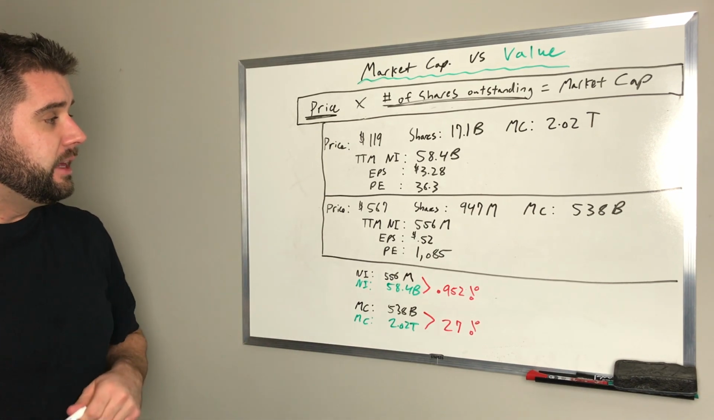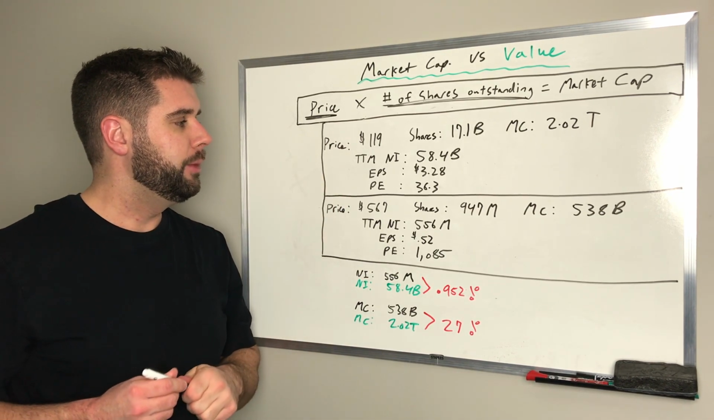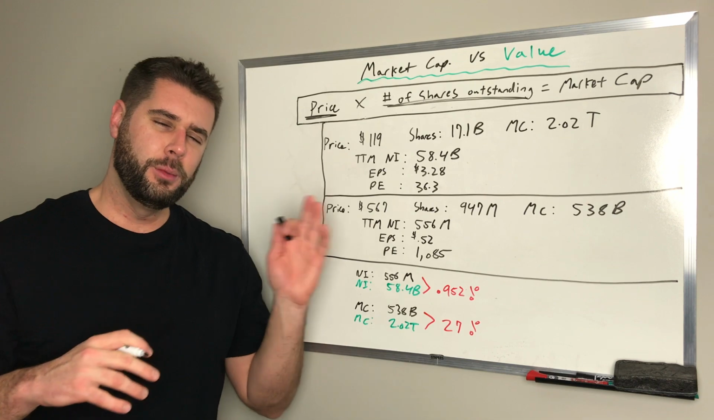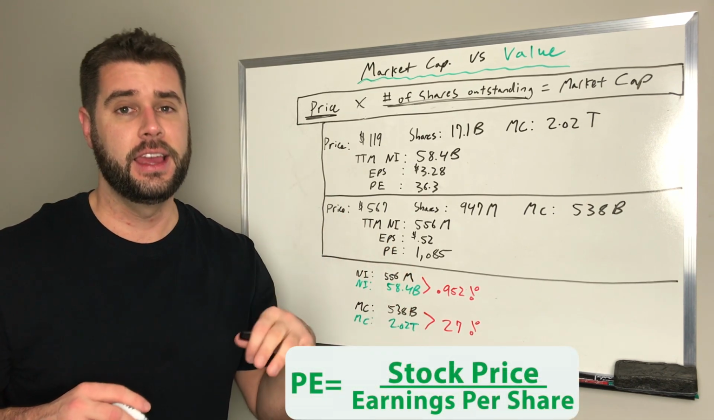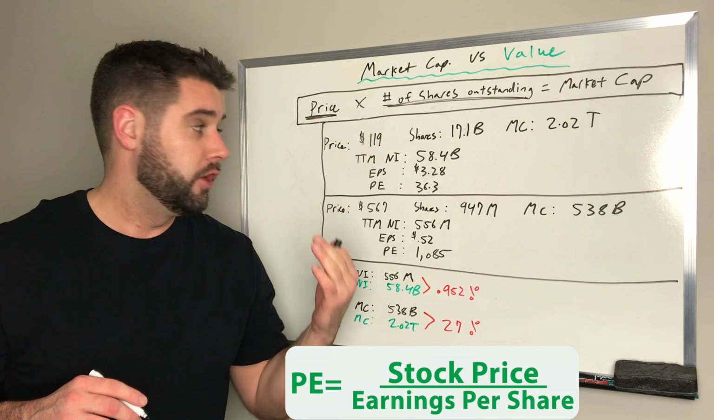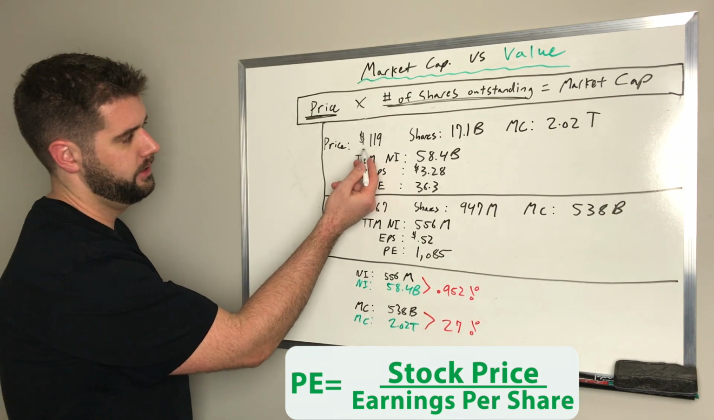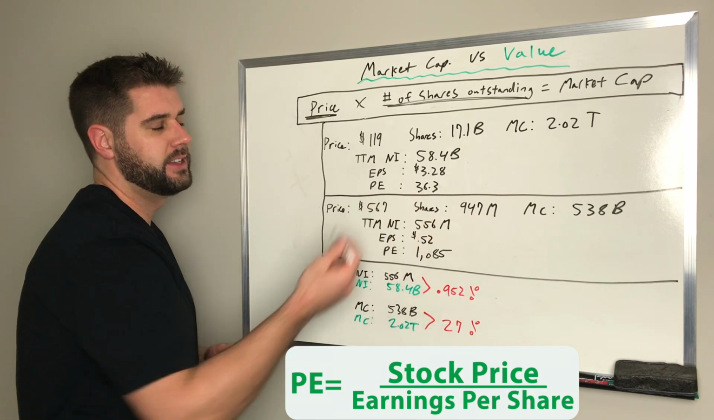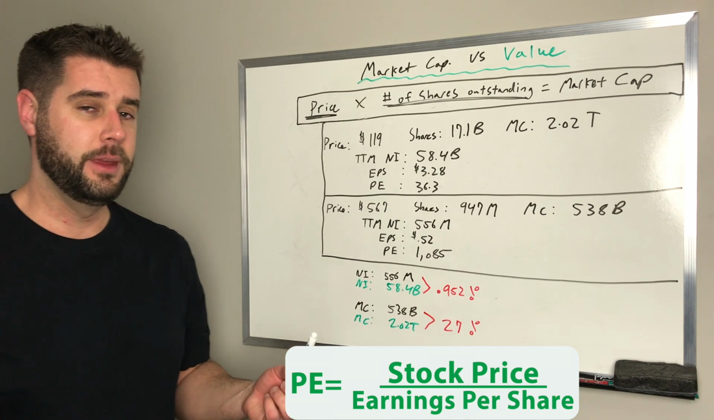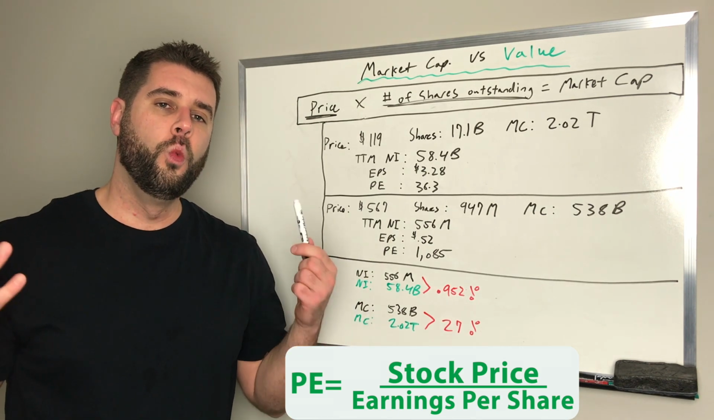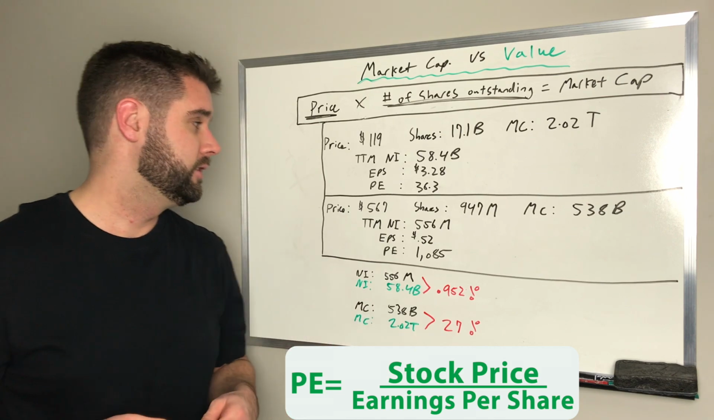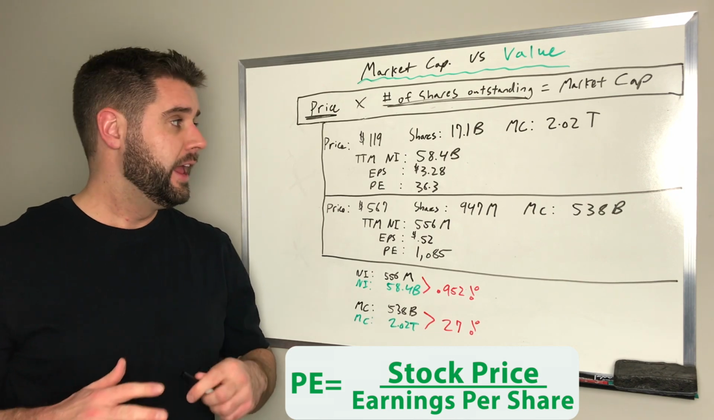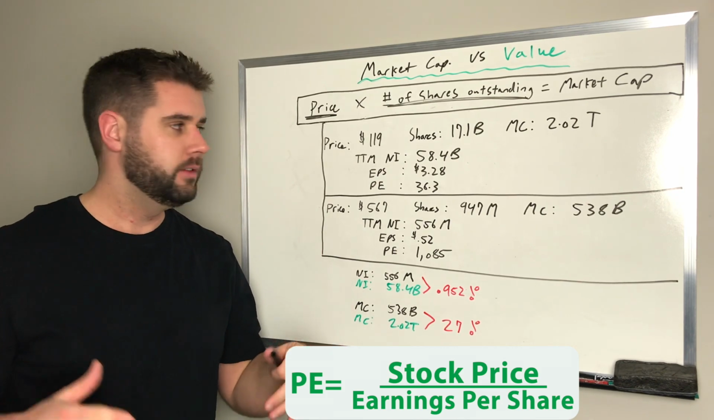You've heard me talk about the PE before. This isn't directly related to what we're talking about, but it gives you a good idea of how values are different on these two companies. Now, I'm going to put this on the screen right now. PE is the stock price divided by the earnings per share. So, stock price in this case being 119 divided by the earnings per share would give you roughly 36.3 times earnings. Now, what does that mean? PE, what does that mean? That basically tells you what you're paying for $1 in earnings. So for example, in this company, for $1 in earnings, you're paying $36.3.